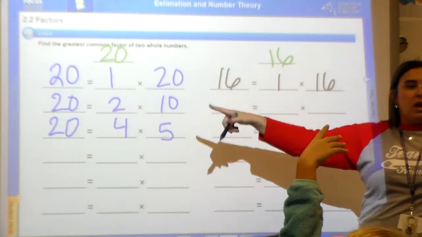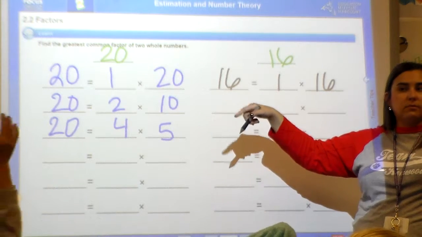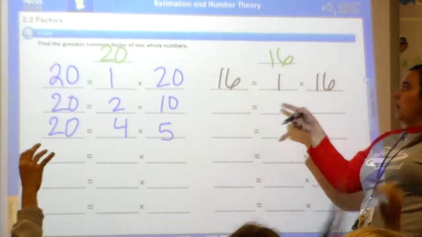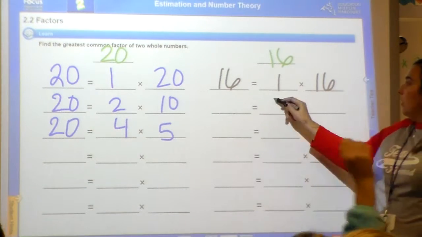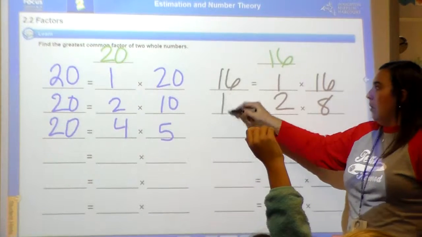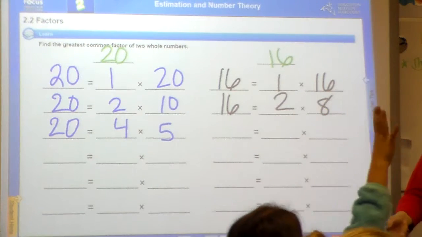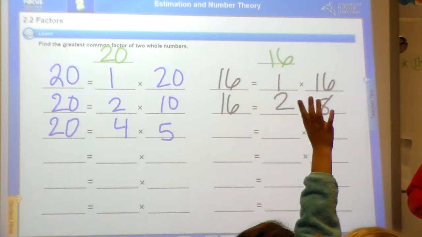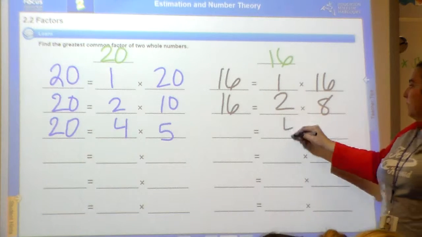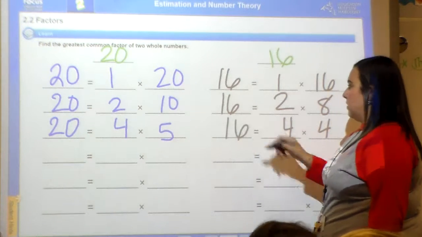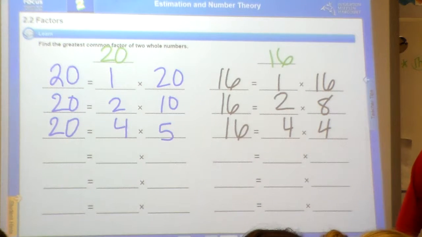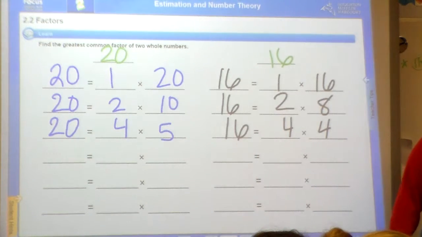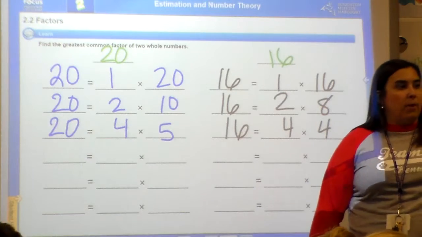16, just like 20, is also what? Starts with an E. Even. So Brayden, what should the next one be? 2 times 8, because we know 2 will always work on our even numbers. Any other combos of how to make 16? Any other factors? Mimi? 4 times 4. Very good. That will also equal 16. So now, let's figure out what factors they both have.